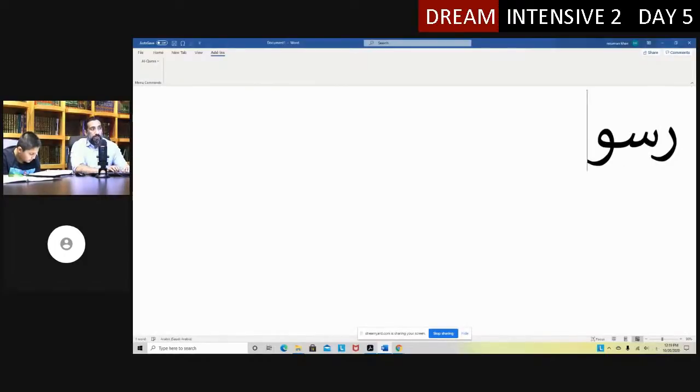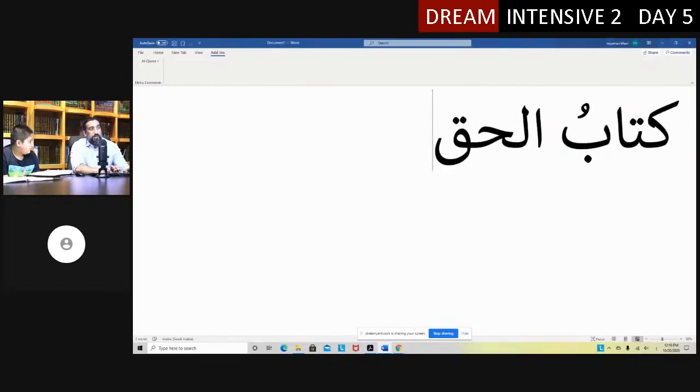So if I say Rasulullah, for example, or let's say Kitabul Haqq, the book of truth. Very good. Quick translation. Kitabul Haqqi, the book of truth. It's not going to be noun adjective. It can only be either mudaf ilayh or mawsuf sifa. You can't have it both ways.